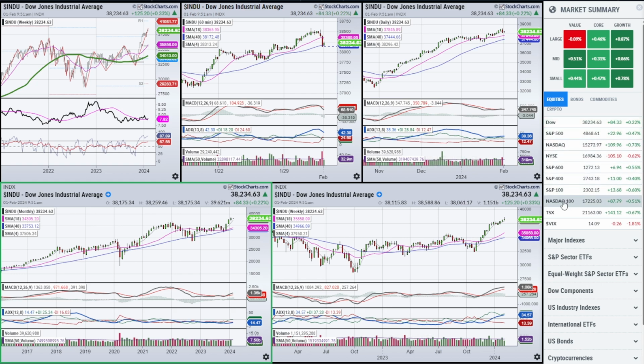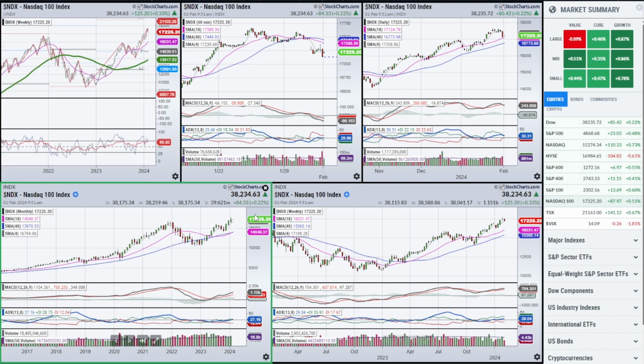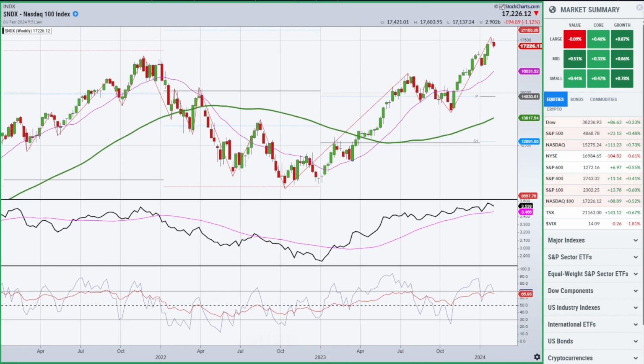Let's take a quick look at the Nasdaq 100 because I wanted to show you something here. If we look at the weekly chart, we still have pretty good relative performance taking place on the weekly, right? This is the relative line. The black line is relative to the S&P. So when it's moving up, that means it's outperforming the S&P. When it's moving down, it's underperforming the S&P.